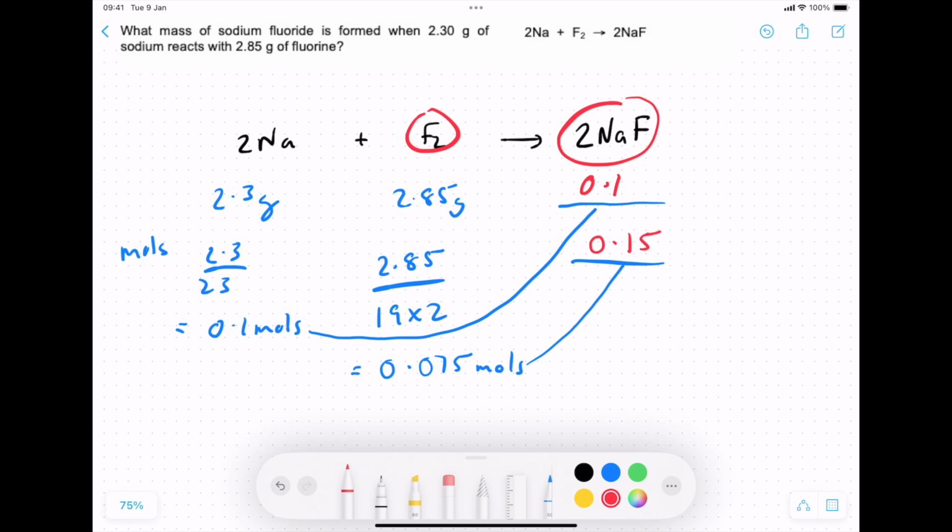Now let's look at those two numbers. You can see that sodium produces 0.1 moles of sodium fluoride, and then fluorine produces 0.15 moles. So therefore, the smallest number of moles is that number. So therefore, we can conclude that the limiting reagent must be sodium, which means the fluorine is in excess.